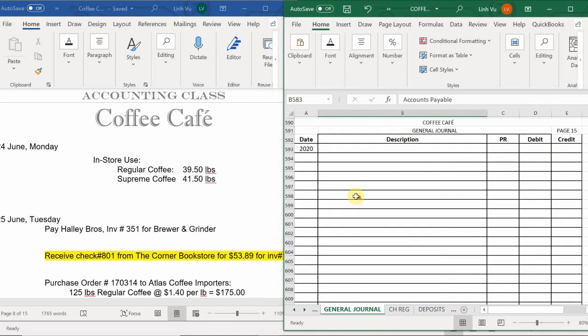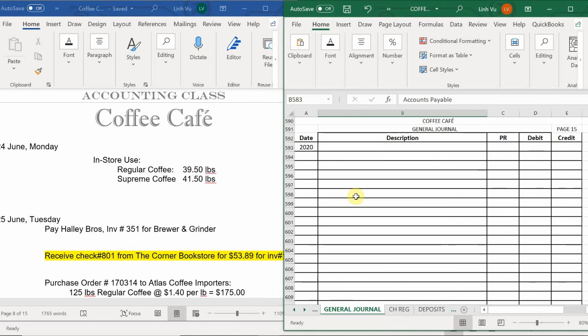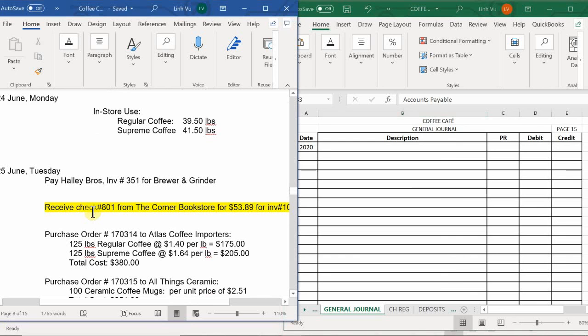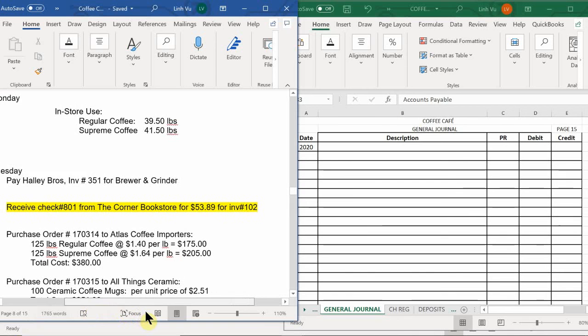So here we are, page 15 of our journal. And let's see what happened next. Now it says receive check number 801 from the corner bookstore for $53.89 for invoice number 102.